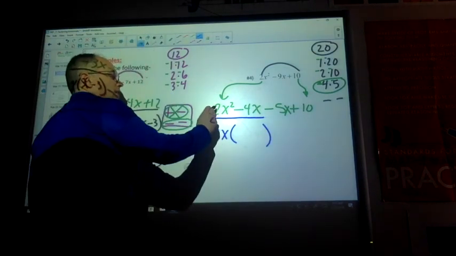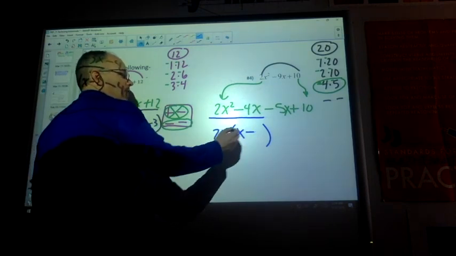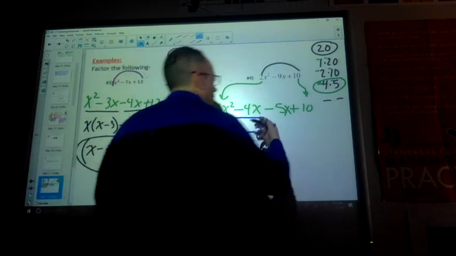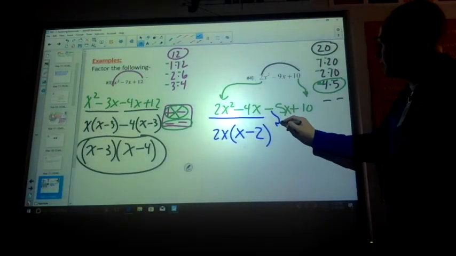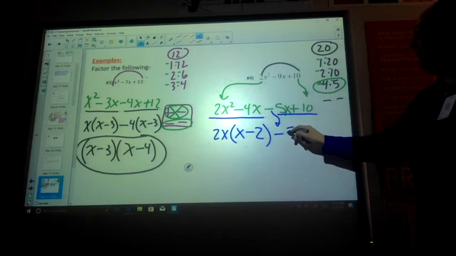If I factor 2x out of 2x squared, what do I have left? X. Minus, if I factor 2x out of 4x, what do I have left? 2. Remember, this sign has to match. So that's negative. What can I factor out of both of those? 5. And it's a -5.